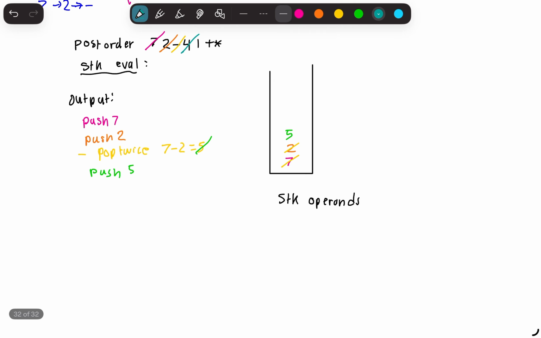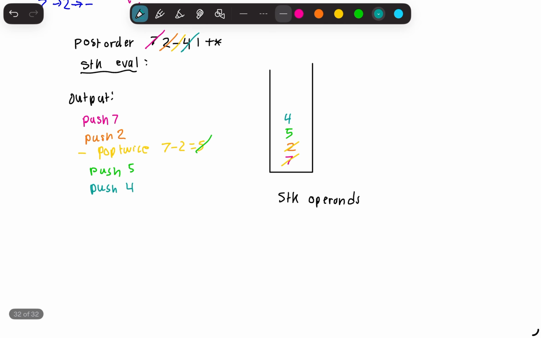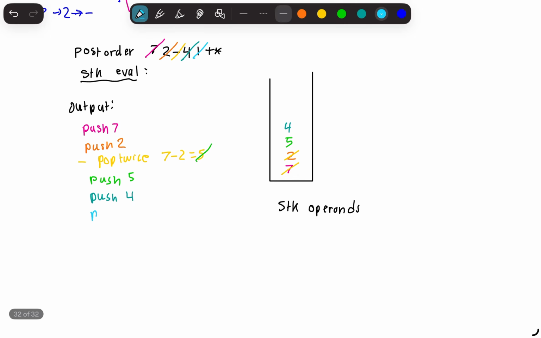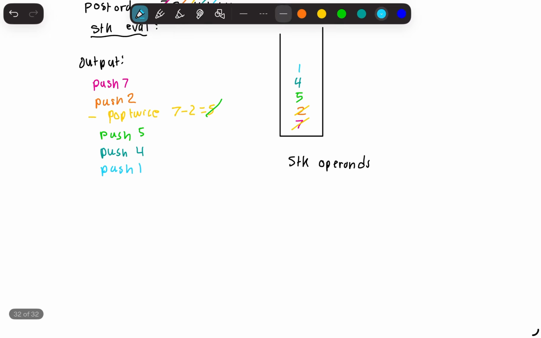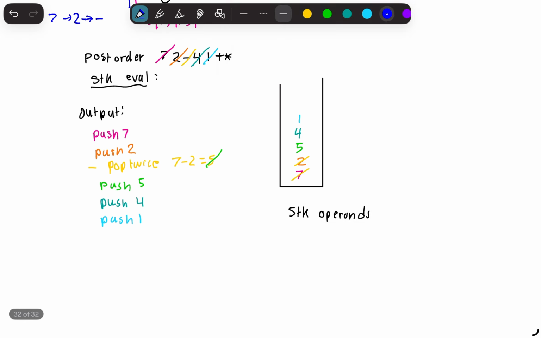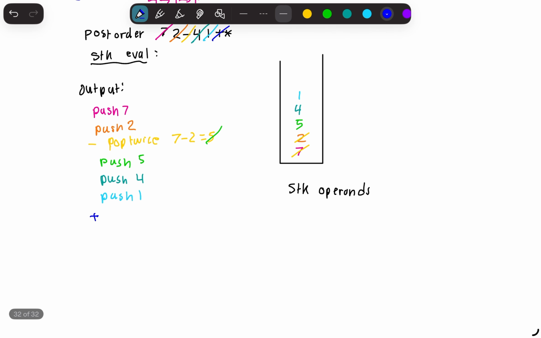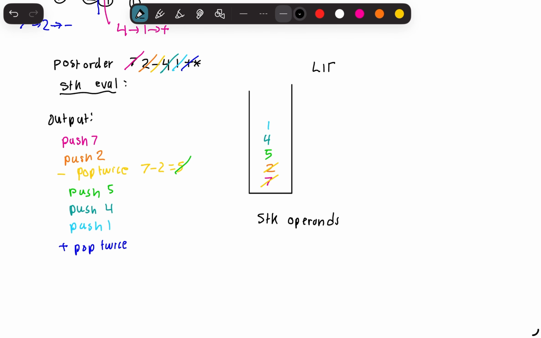So now after this, what we have is 4. We're going to take 4 and push that onto the stack. Push 4. And then after this, we see 1, so we're going to push 1. So 5, 4, 1. And after this, we see an operator, plus. When you have an operator, you pop twice. And remember that a stack is LIFO, which means the last element in is the first element out.